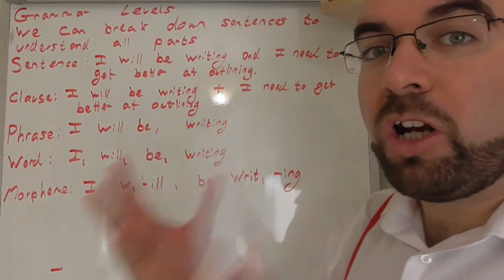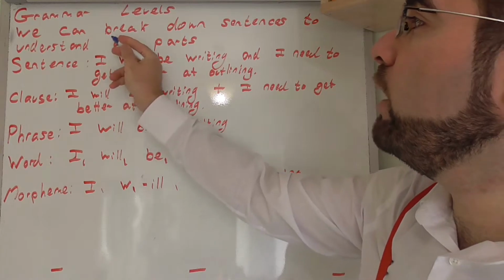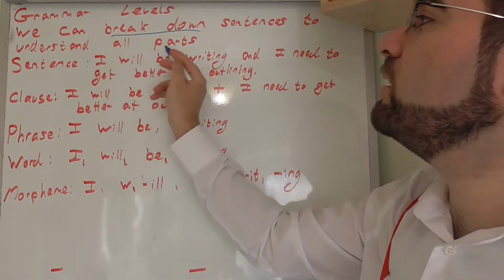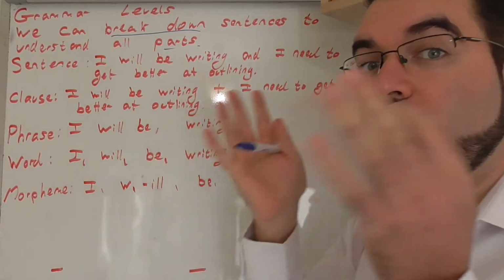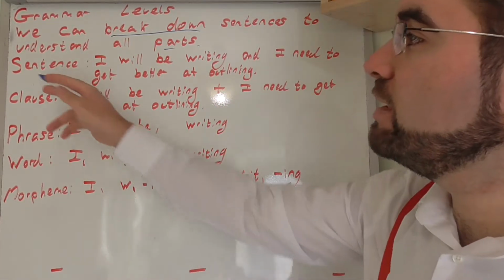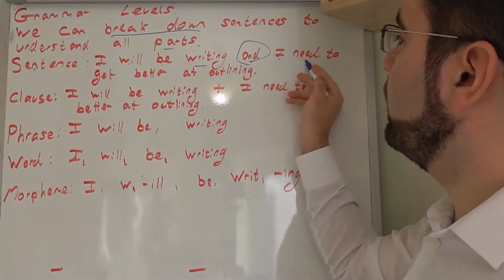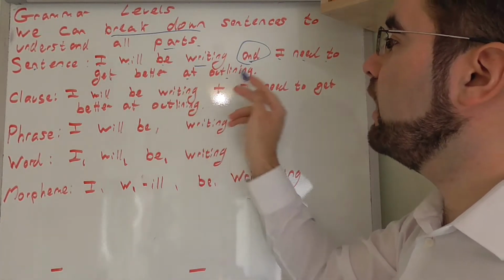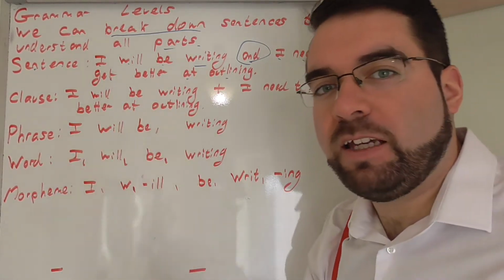Okay, so let's look at the grammar levels and break down these parts. So we can break down sentences to understand all parts. We can break it down to a very small level. So a sentence: I will be writing and I need to get better at outlining.